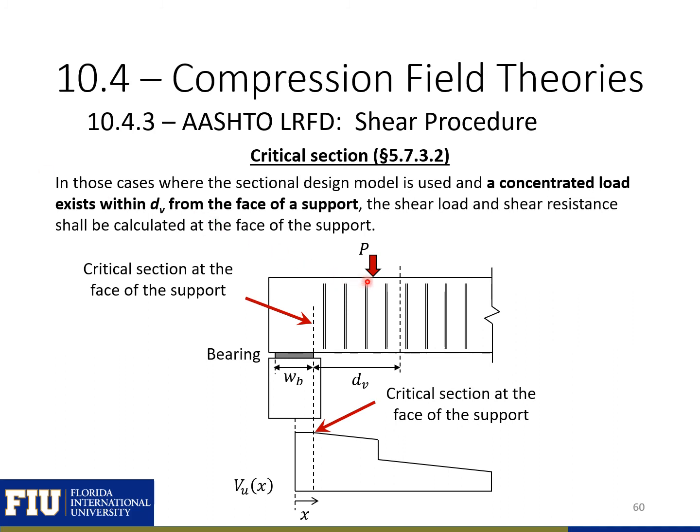If we do have a point load located within dV of the face of our support, then our critical section moves to the edge of our support. So in this case, where we have a point load inside dV, our critical section would be along this plane at the edge of the support. So we would find the maximum shear for our design right here at this point at the edge of the support.